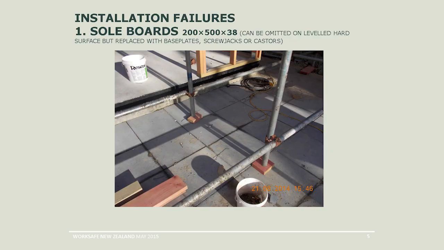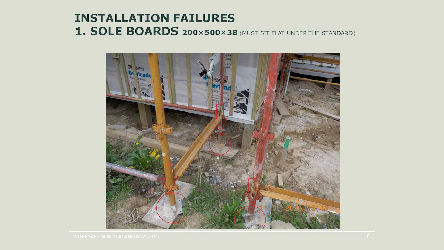All right, so we'll go through a few installation failures that we see, and start with the basics. Sole boards, of a certain size, and it's a no-brainer to see something along these lines. Little blocks of wood. Where are the sole boards, where are the base plates, on level ground? Something along these lines, not centered on the edge, can collapse. We have earthquakes in Canterbury very often. This is just a poor example of basing scaffolding.